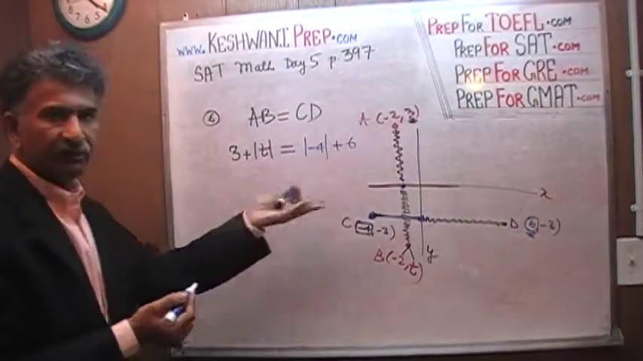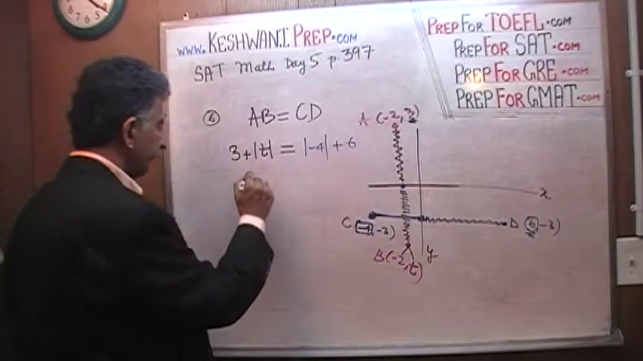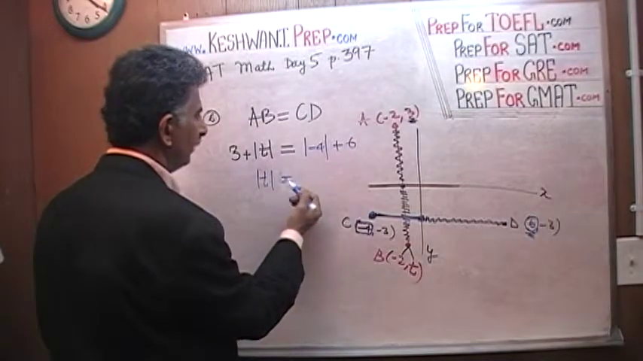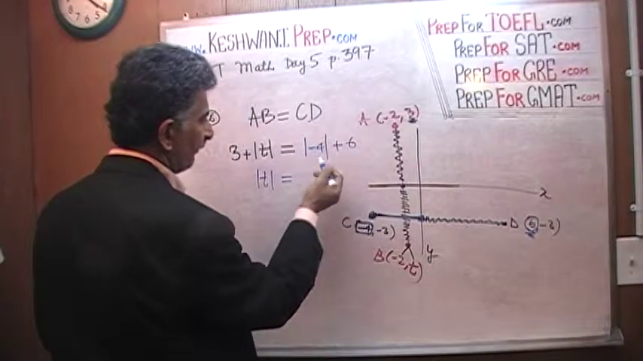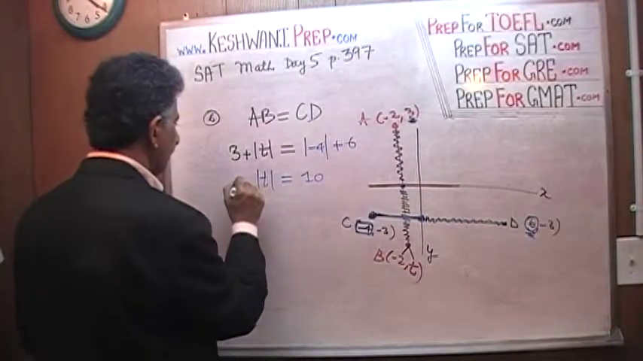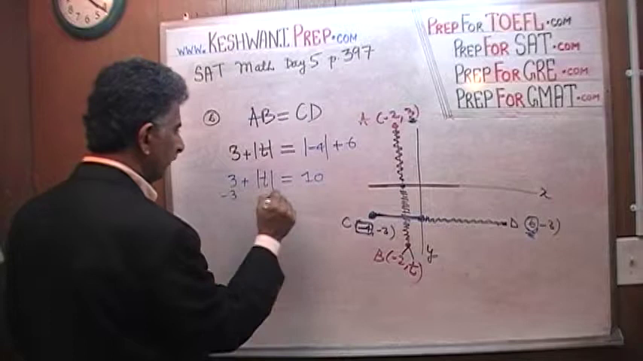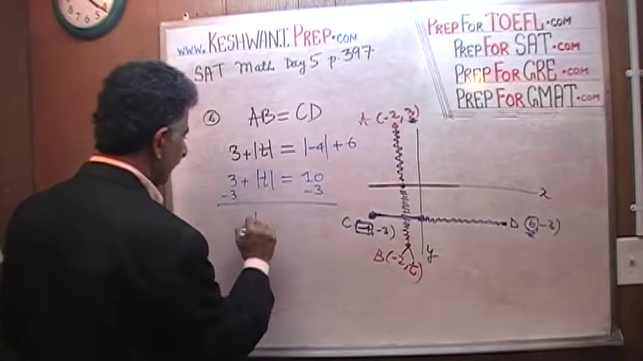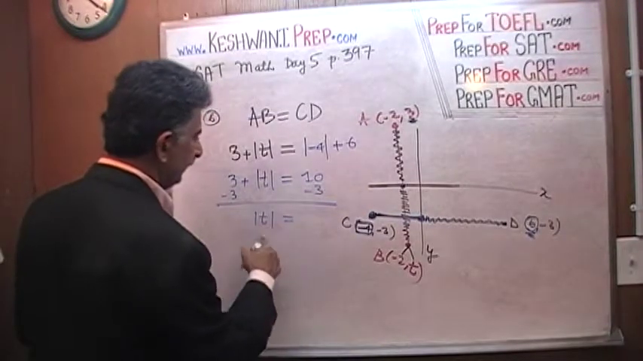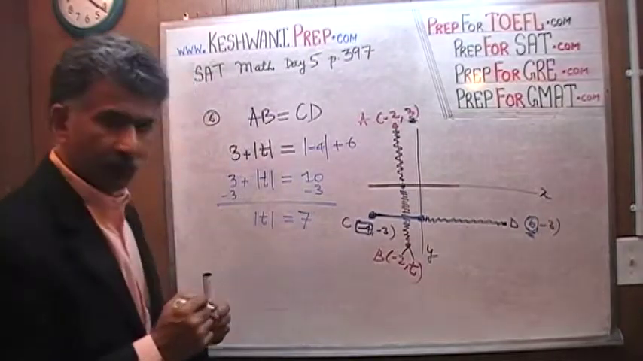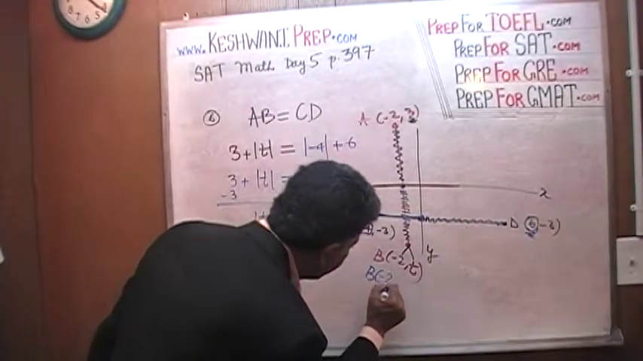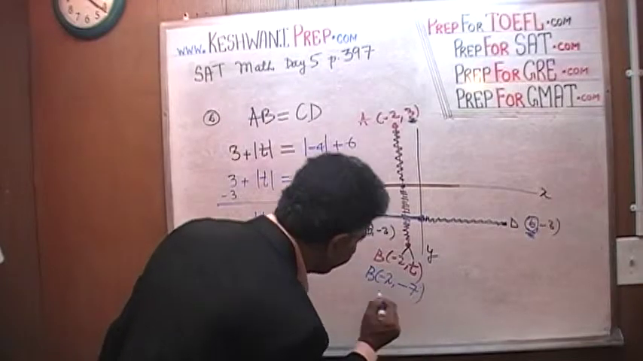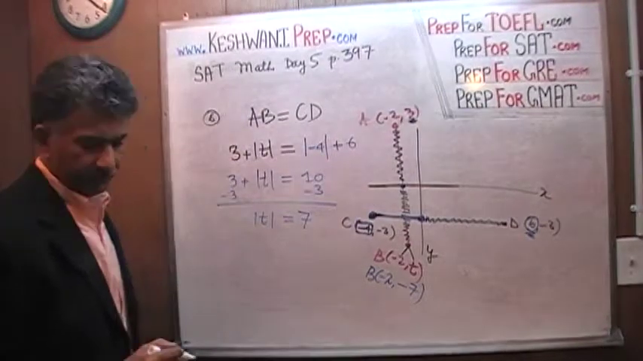That's it, we're done. We just have to solve for T. So 3 plus the absolute value of T equals the absolute value of -4, which is +4, plus 6, which is 10. Subtract 3 from both sides, and we'll find that the absolute value of T is 7. So the coordinates of point B are -2 and -7. That's it, we're done.